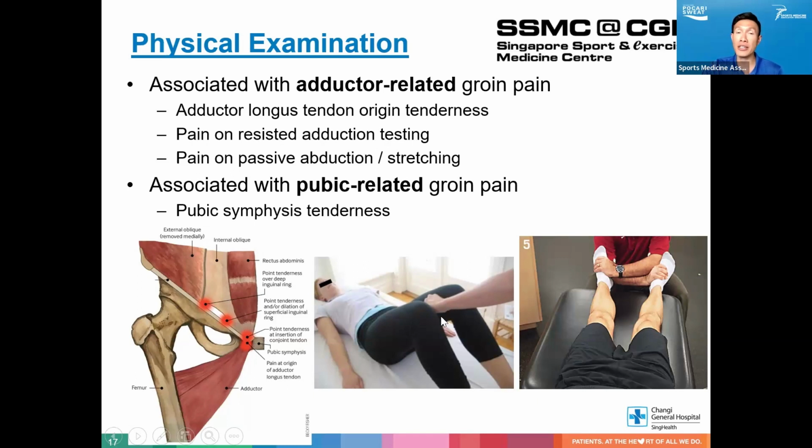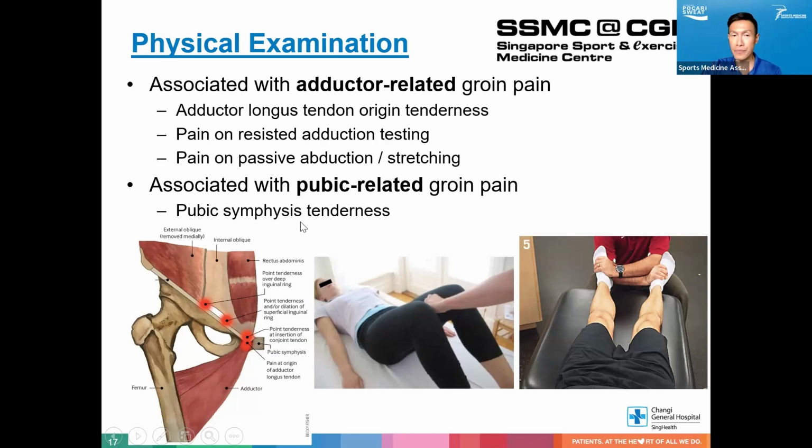It can actually be done in three positions or three angles. This is the 45-degree angle, which activates the adductor longus the most. You can also do it with your hips at 0 degrees flexion and at 90 degrees flexion. This is the one at 0 degrees flexion, getting them to adduct against resistance. Of course, we can also passively stretch the adductors, which may also cause pain along the adductor region. For pubic-related groin pain or osteitis pubis, we want to palpate the pubic symphysis directly.